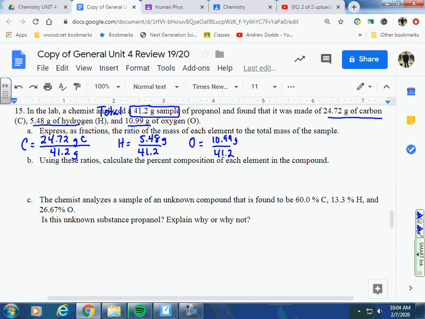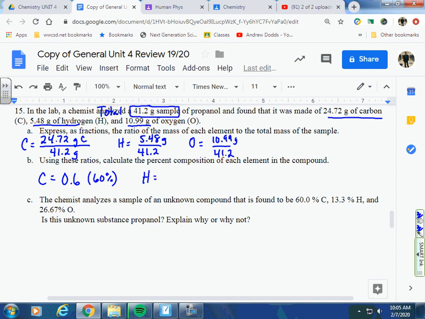All right. So if I want to turn those fractions, those ratios, into percentages, I'm just going to divide them. On the first one, I'm going to take 24.72 and divide by 41.2, and I should end up getting 0.6. Now that's not the percentage, that's the decimal. The percentage is if I multiply that by 100. So 0.6 would actually become 60%. So 60% of that 41.2 grams is carbon. Or move the decimal two places. That's the same thing as multiplying by 100, right?